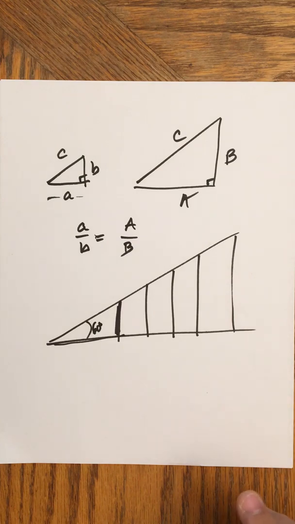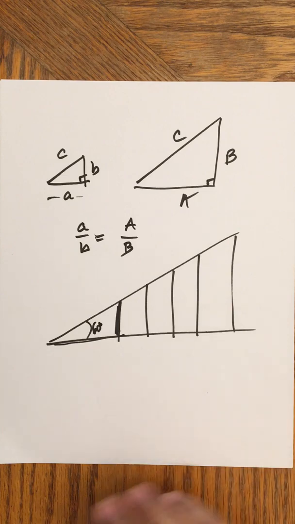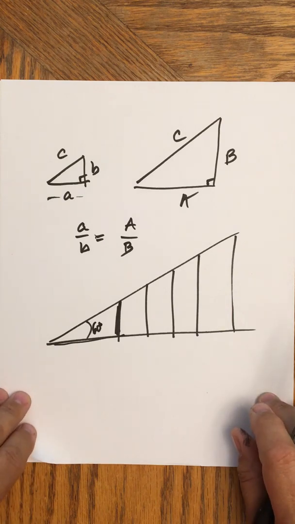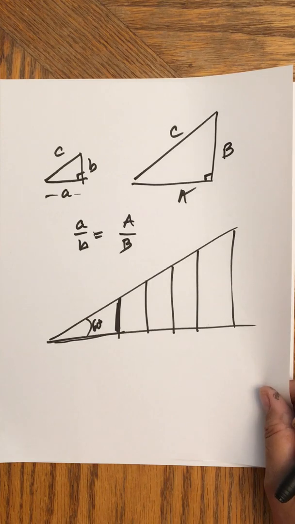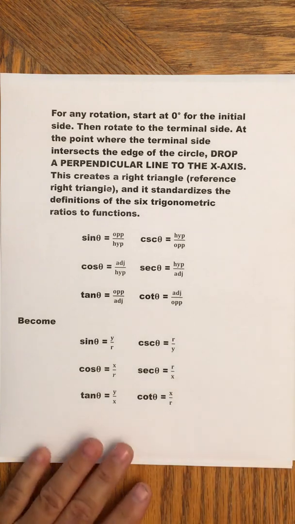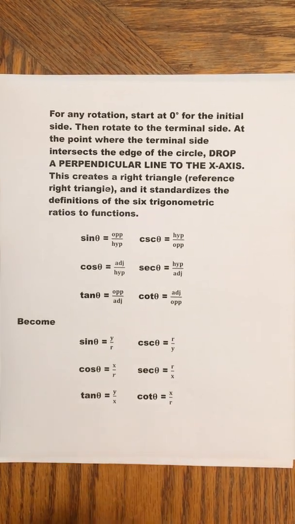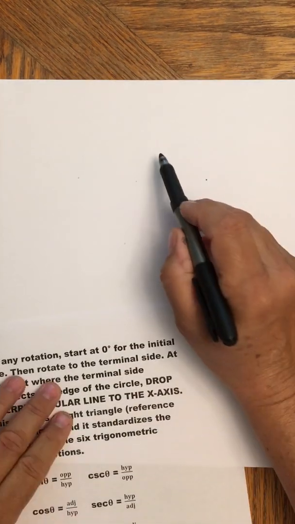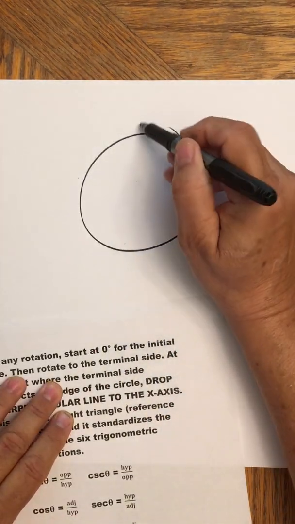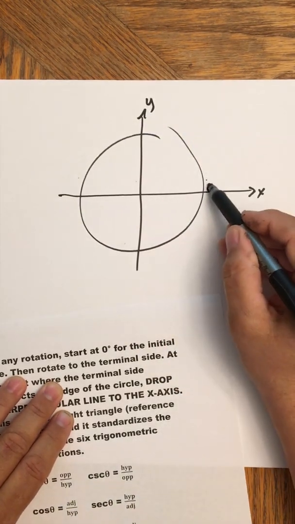But now, once you've understood a little bit about trig ratios and how to use them for indirect measurement, we really went and standardized this even more and moved to trig functions. So how did we do that? Well, what we said is, for any rotation, we're going to now move to this circle. For any rotation, start at 0 for the initial side. So let me draw you a circle here. And I'm going to superimpose an XY axis just so you can kind of see where we are. So this would be 0 degrees right here.